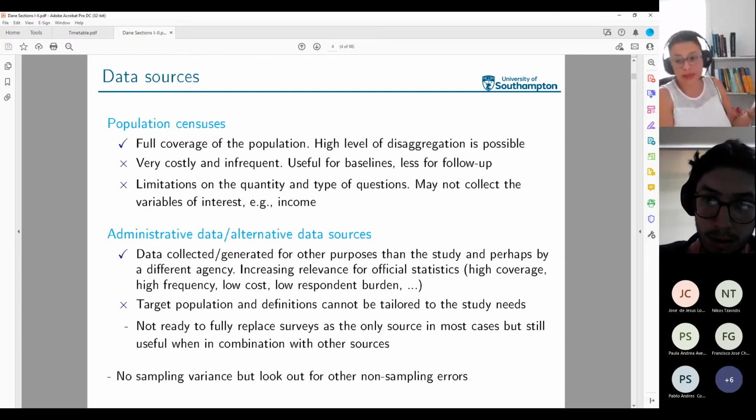We try not to ask the same thing twice because that is just a burden for the respondent. But that's not necessarily the reason why we don't ask income as a particular variable in the census. Anybody else?